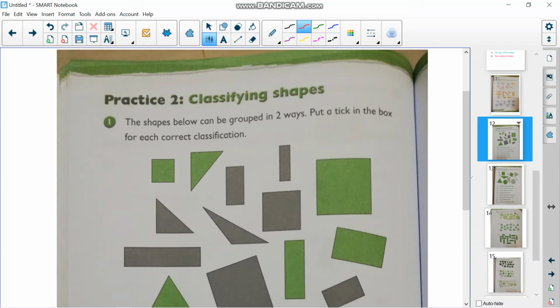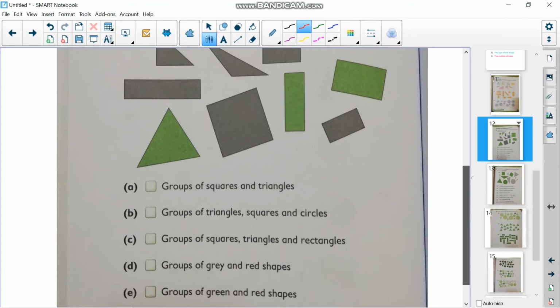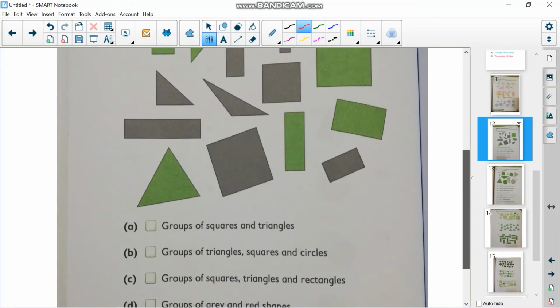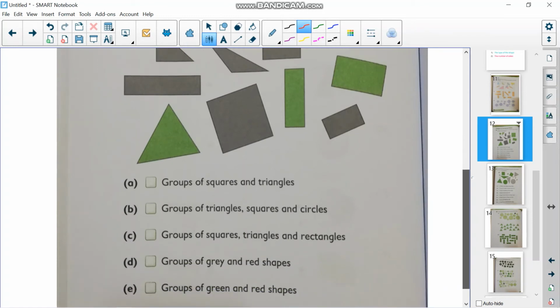Moving on, let's continue answering your workbook. Let's start with number 1. The shapes below can be grouped in 2 ways. Put a tick in the box for each correct classification. So look at the shapes first. Then we will take the 2 ways on how to classify the shapes. So letter A, groups of squares and triangles. Letter B, groups of triangles, squares, and circles. Letter C, groups of squares, triangles, and rectangles. Letter D, groups of gray and red shapes. And letter E, group of green and red shapes.